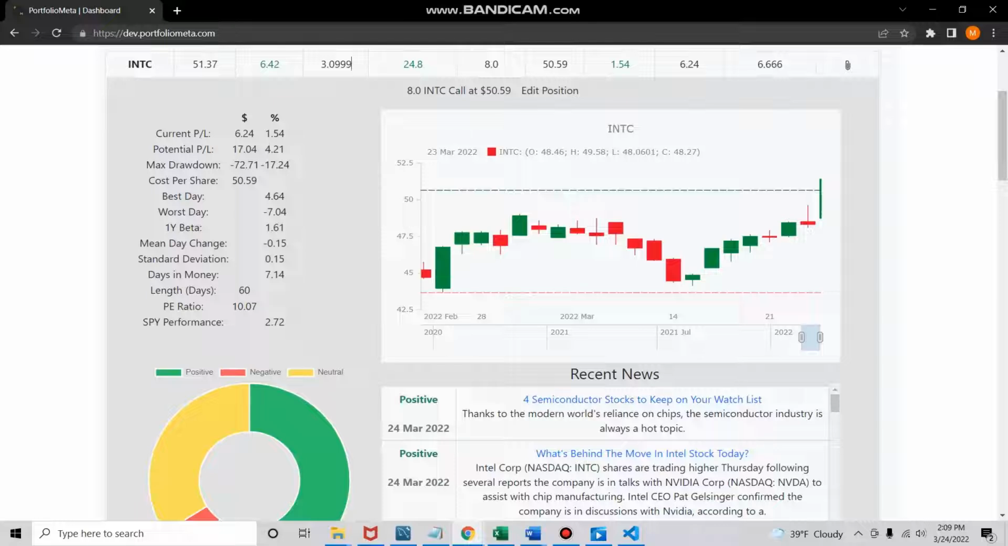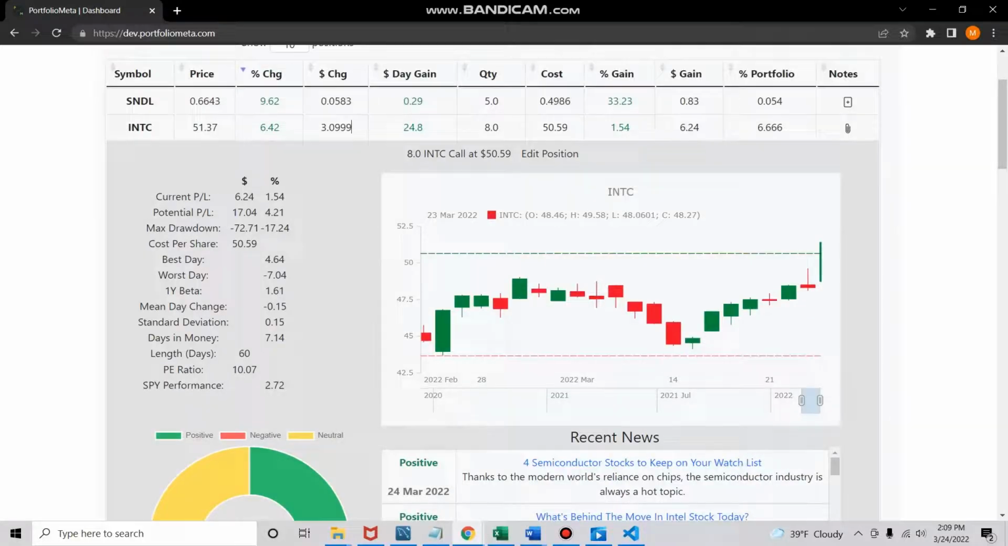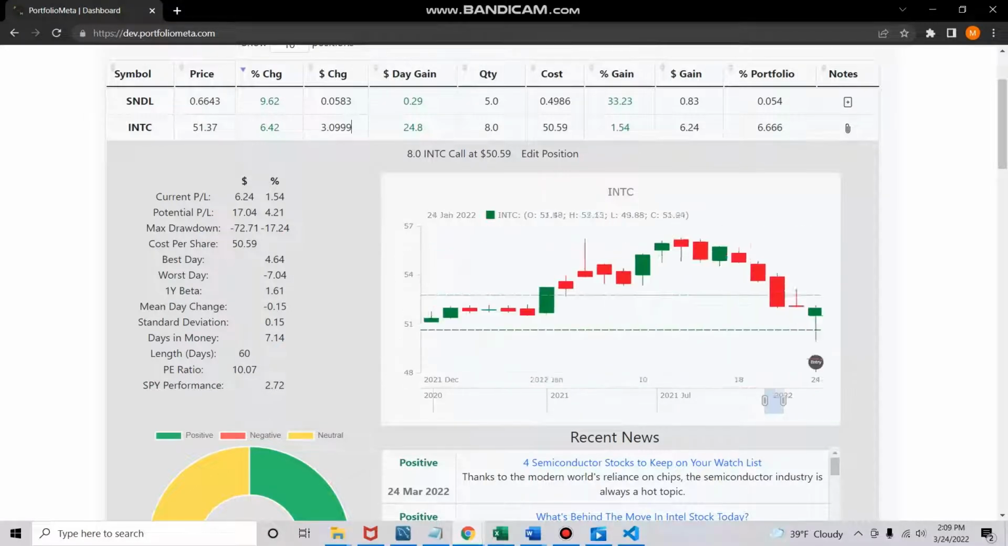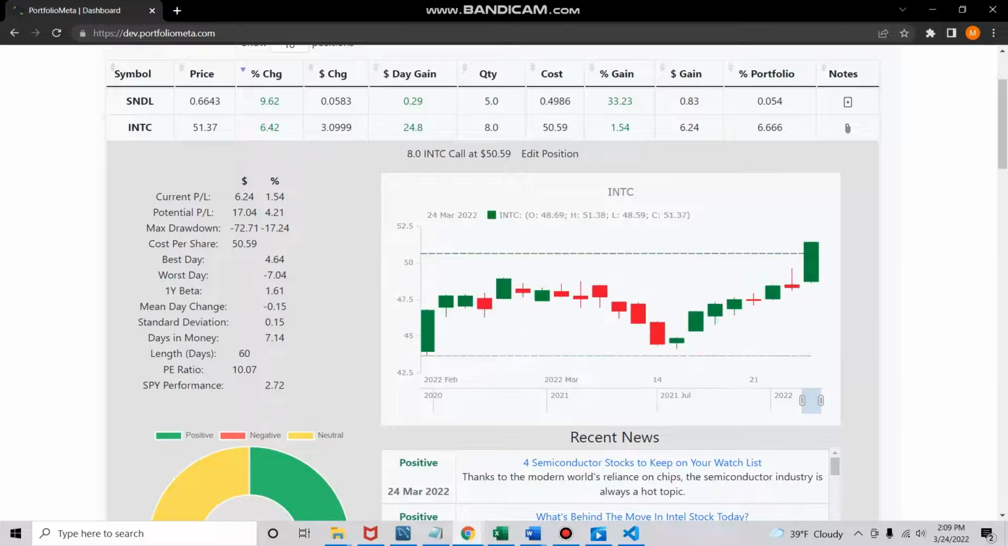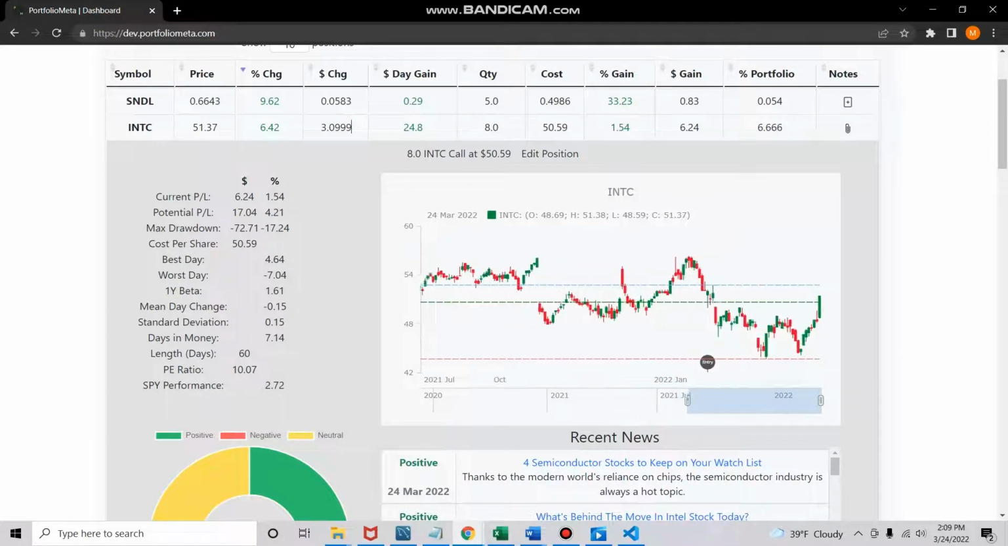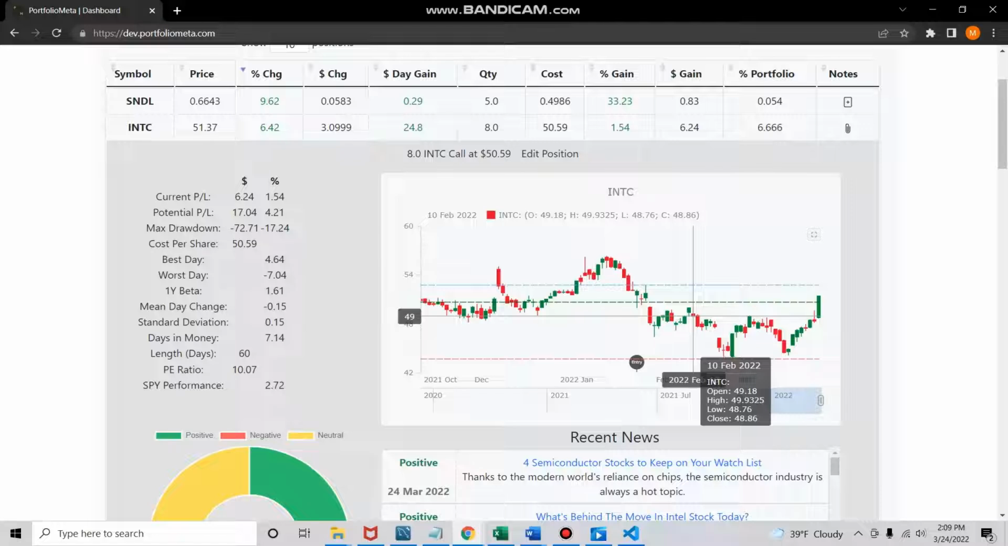So this position is underperforming the market because the S&P 500 has increased by 2.72% during this time, while this position has only increased by 1.54%. And over here is a nice interactive chart. The time window is scrollable and adjustable. You can also adjust the size of the window. It has several markings already on there.